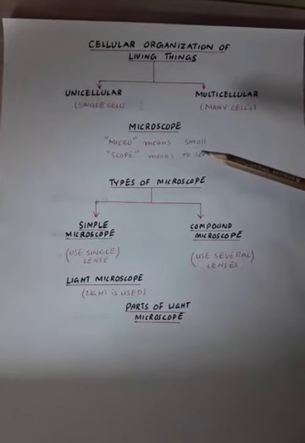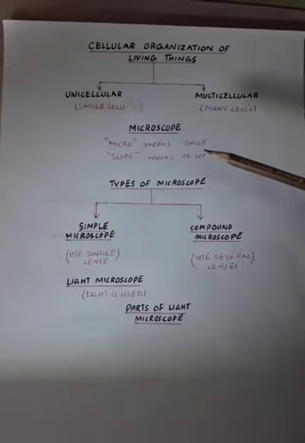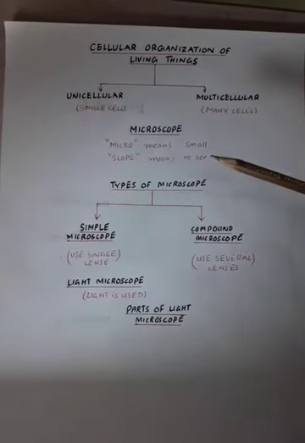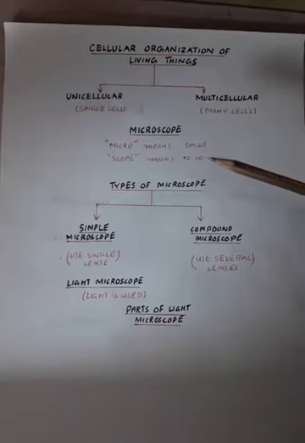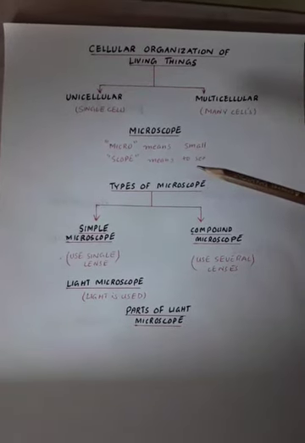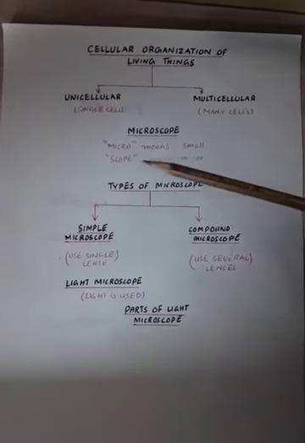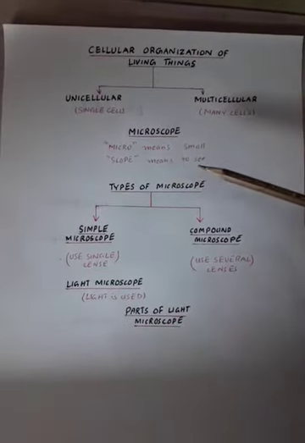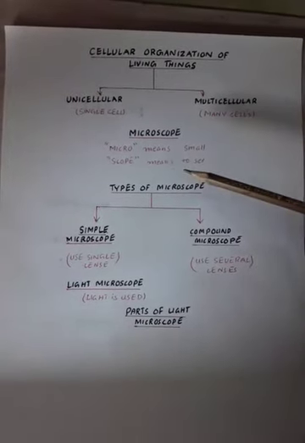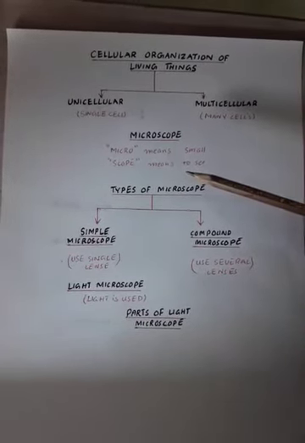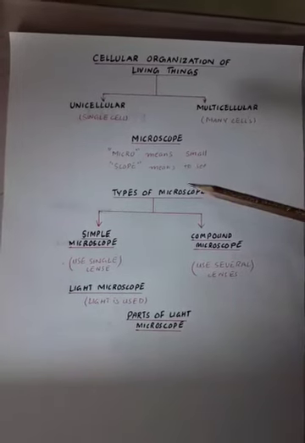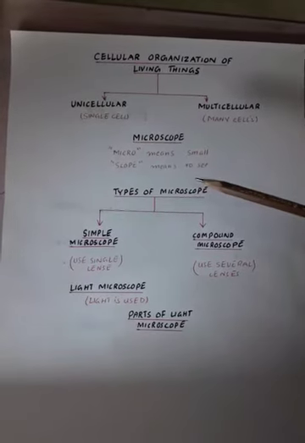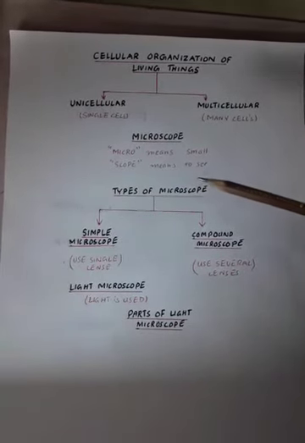unicellular organisms cannot be seen with the naked eye. The instrument which is used to see unicellular organisms is called a microscope. Micro means small, while scope means to see. A microscope is an instrument which helps us to see those things that we cannot see with our naked eyes. For example, bacteria, viruses, or many other organisms, etc.